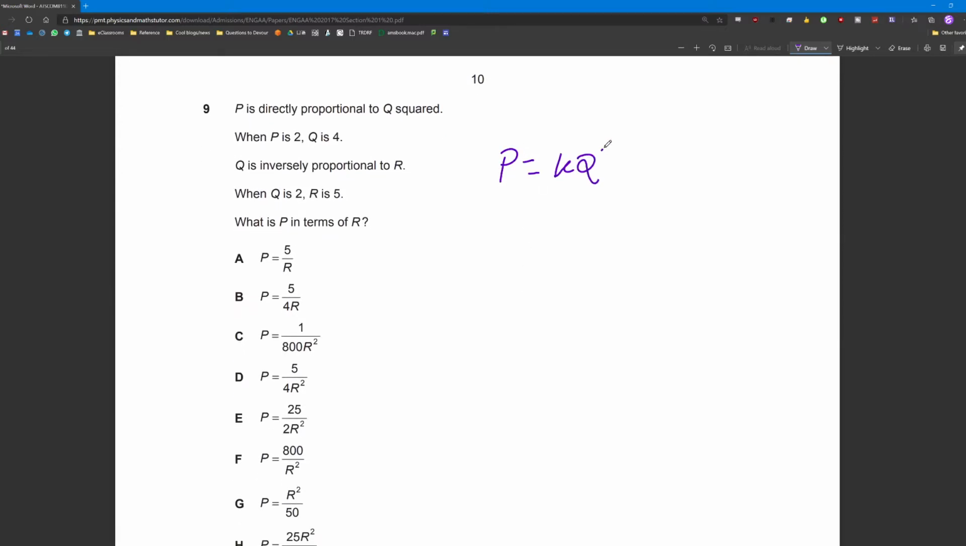P is kq squared. Okay, this statement means P is kq squared. When P is 2, Q is 4. So 2 is 16k, and K is 1 over 8.